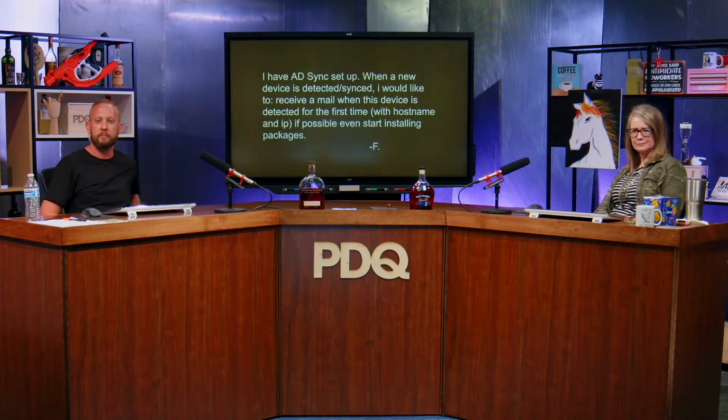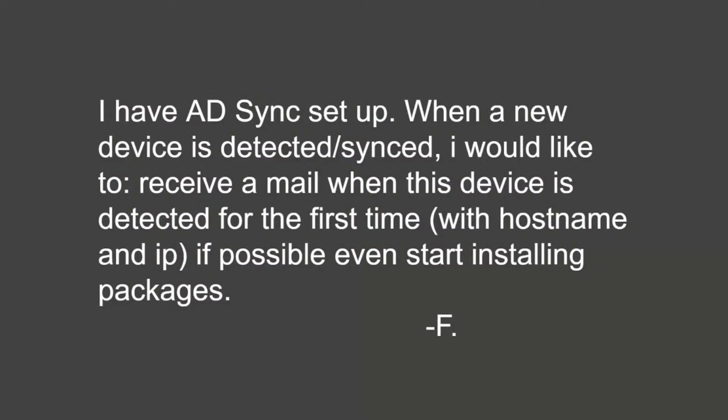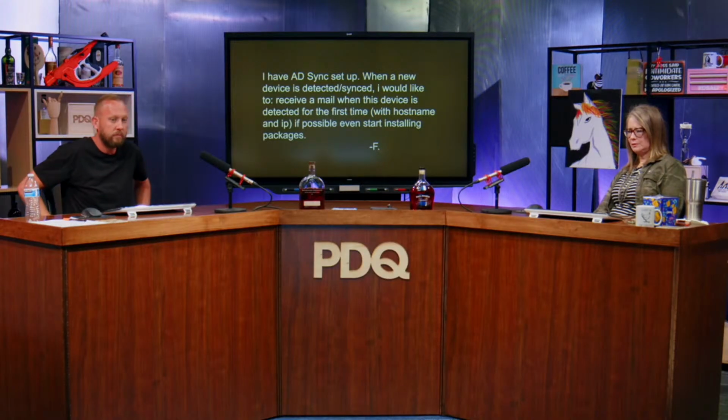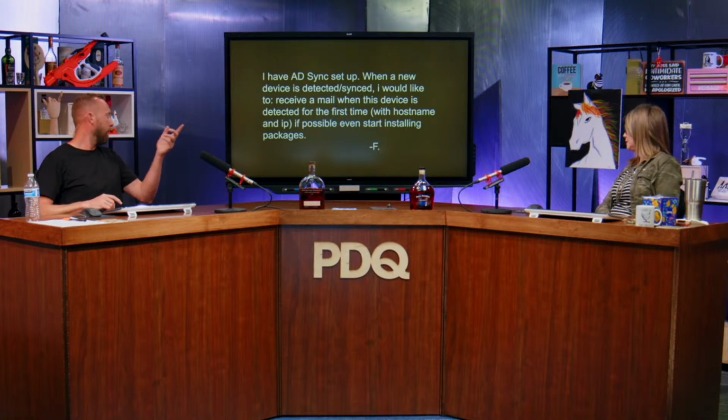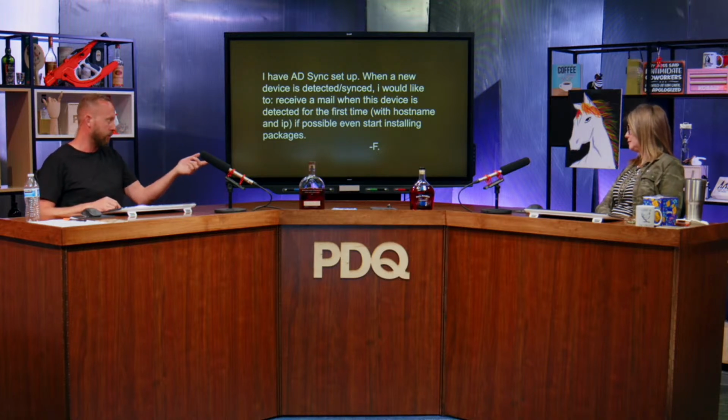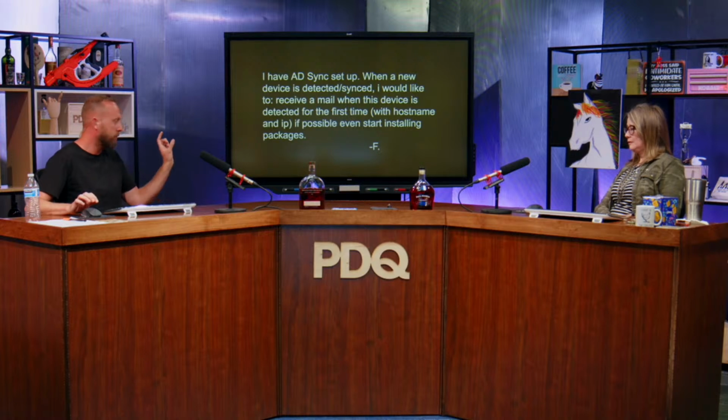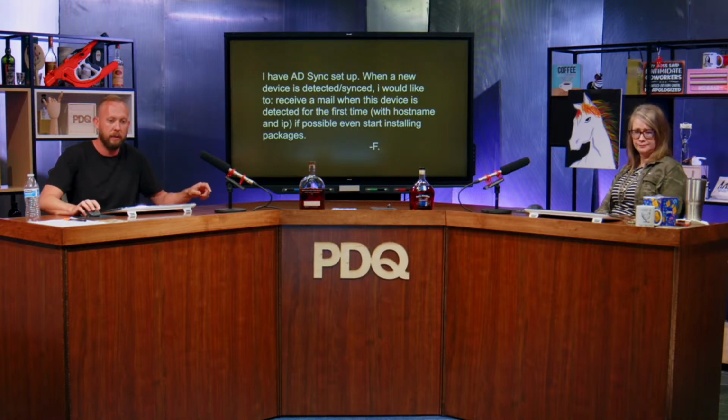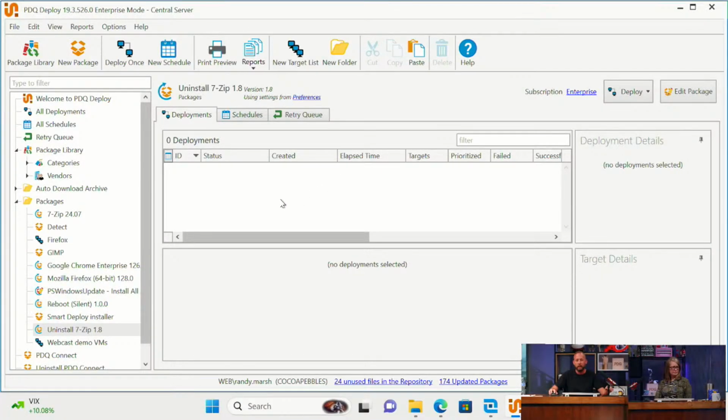Okay, I have AD Sync set up. When a new device is detected and synced, I would like to receive a mail when this device is detected for the first time with host name and IP. If possible, even start installing packages. Sincerely, F. No, which product? Did they say which product? I'm going to guess that it's deploying inventory. So I can't help you with the feature request with the mail. But what I can help you with is the auto installing packages.